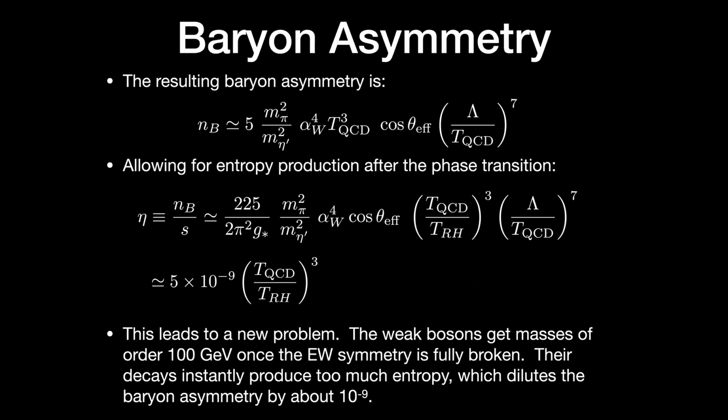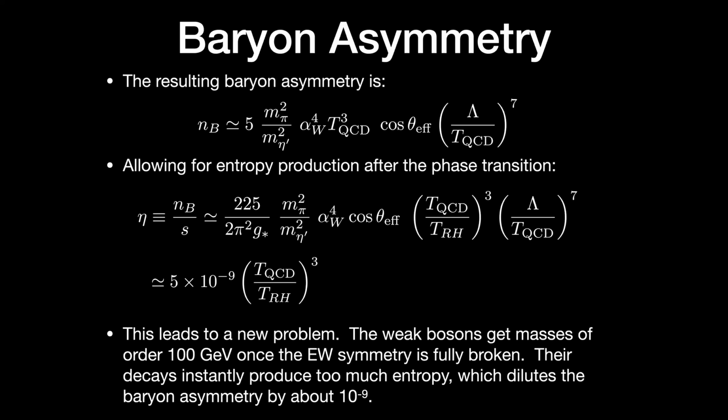So now I can just plug in to my previous formula for the number of baryons that I generate. It again depends on the initial value of theta effective. It depends on some of the hadronic properties of the pions and the eta prime. It depends on the electroweak sphaleron rate, which goes like alpha weak to the fourth times the temperature cubed, right? In this case, it's the temperature of QCD. And then that last factor of lambda over T QCD to the seventh is coming about from the temperature dependence of the axion mass, right? Which also controls how fast the axion is rolling, basically.